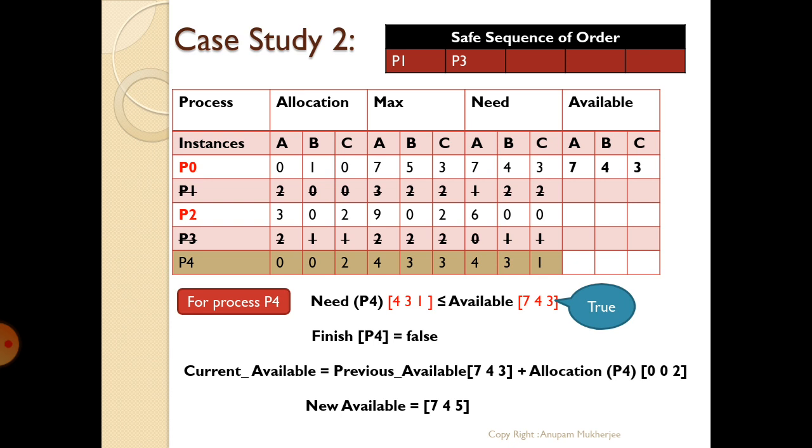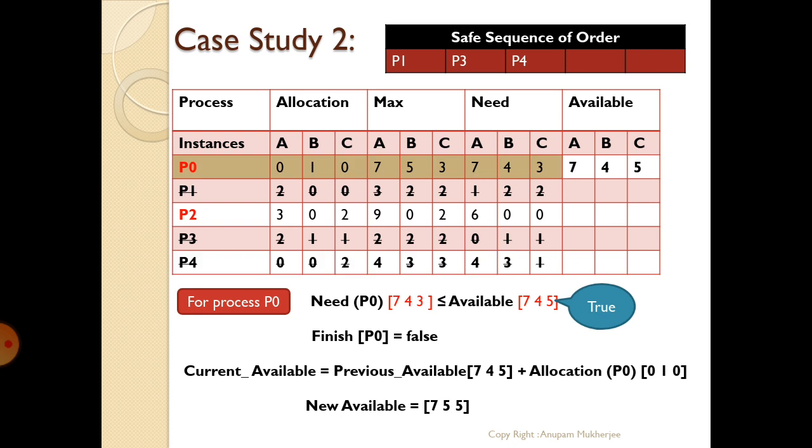And next we move on to P4. The need of P4 is 431 and the present system availability is 743. So this condition is also true. So we can assign that particular resource to the particular process, and we update the current availability. The current availability will be previous availability, that is 743, plus the allocation of P4, 002. The modified present availability will be 745, and P4 will be the third element of the safe sequence of order.